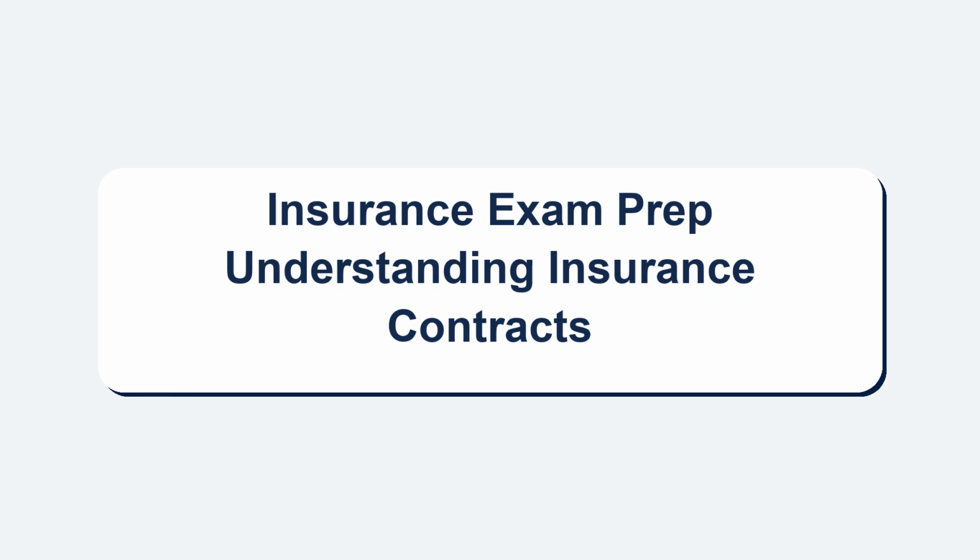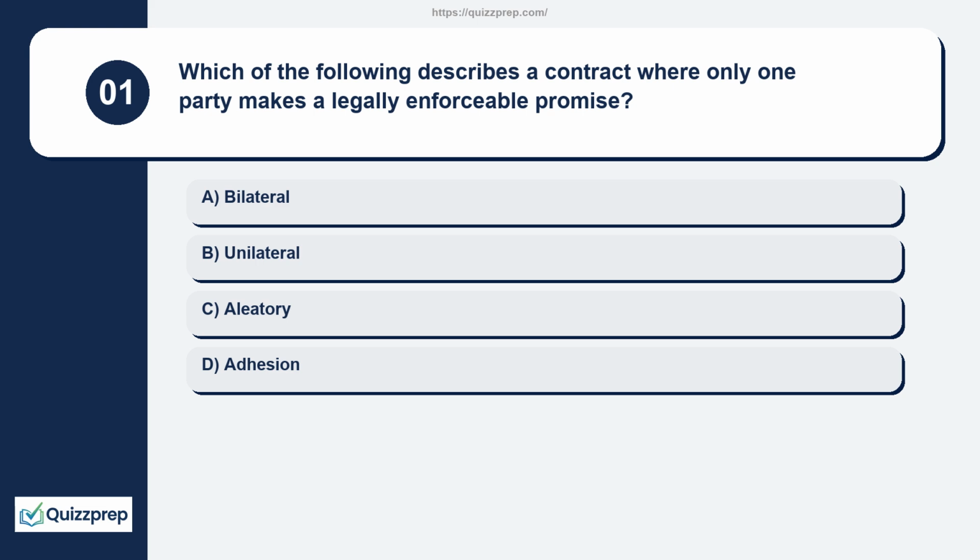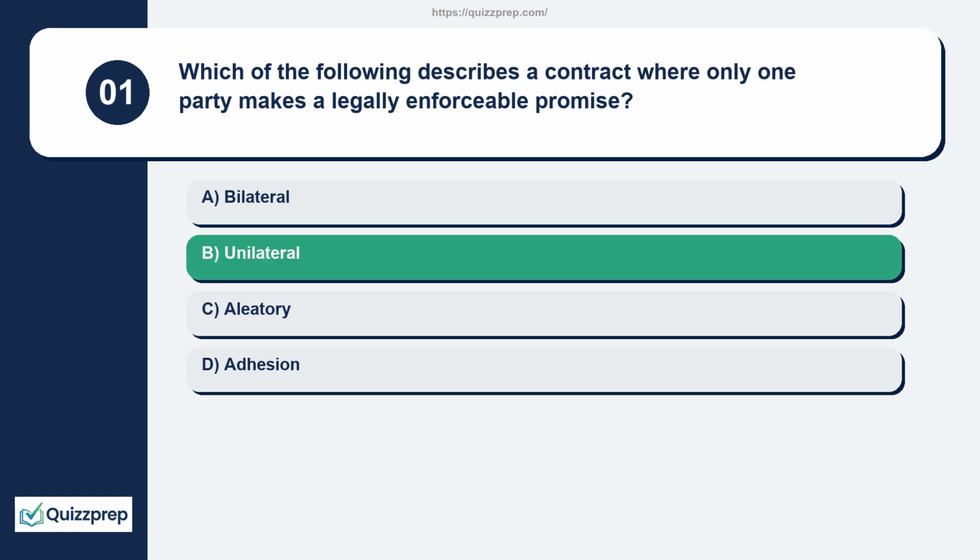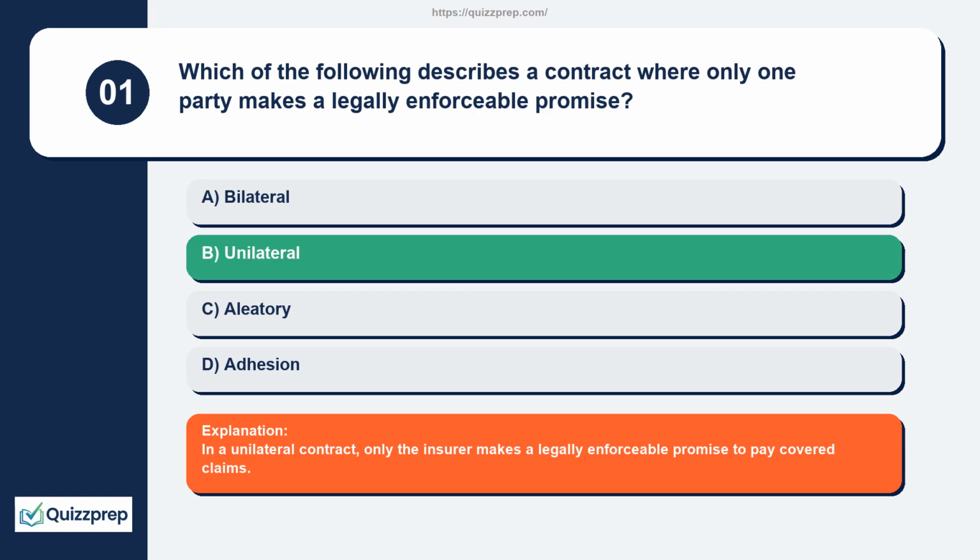Insurance Exam Prep: Understanding Insurance Contracts. Question 1. Which of the following describes a contract where only one party makes a legally enforceable promise? Bilateral, unilateral, aleatory, adhesion. In a unilateral contract, only the insurer makes a legally enforceable promise to pay covered claims.